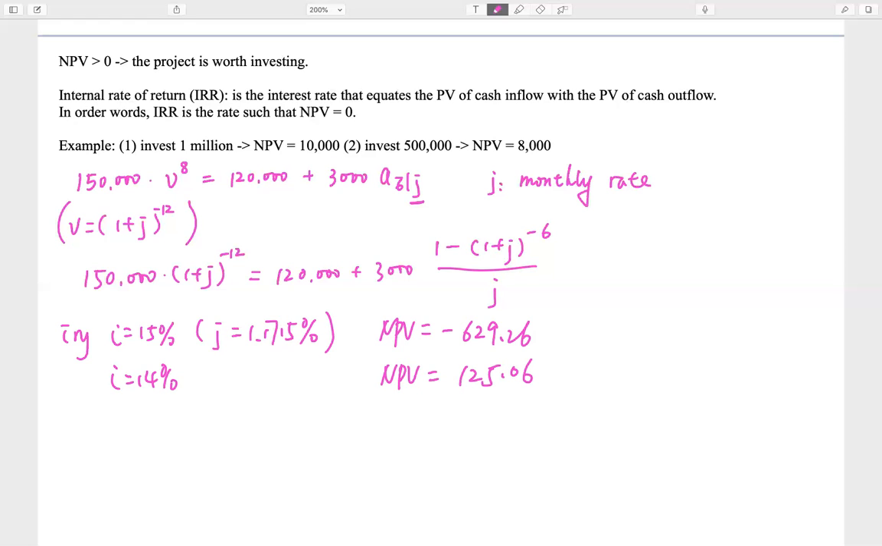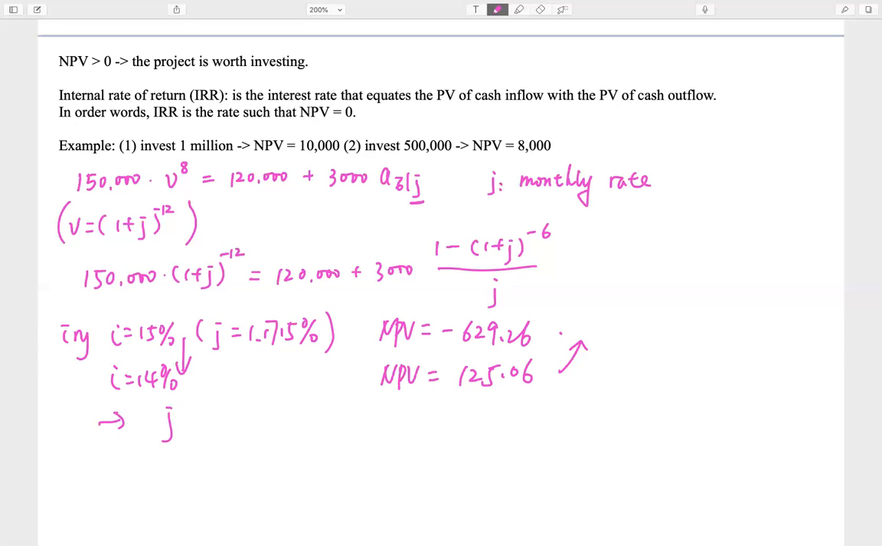Then my IRR must be between 14% and 15%, because in most cases this is a monotone function, either increasing or decreasing. In this case, it's decreasing. So when the interest rate goes down, the value goes up. You can do trial and error, and then you can try 14.5%, and it goes all the way to the more actual number.